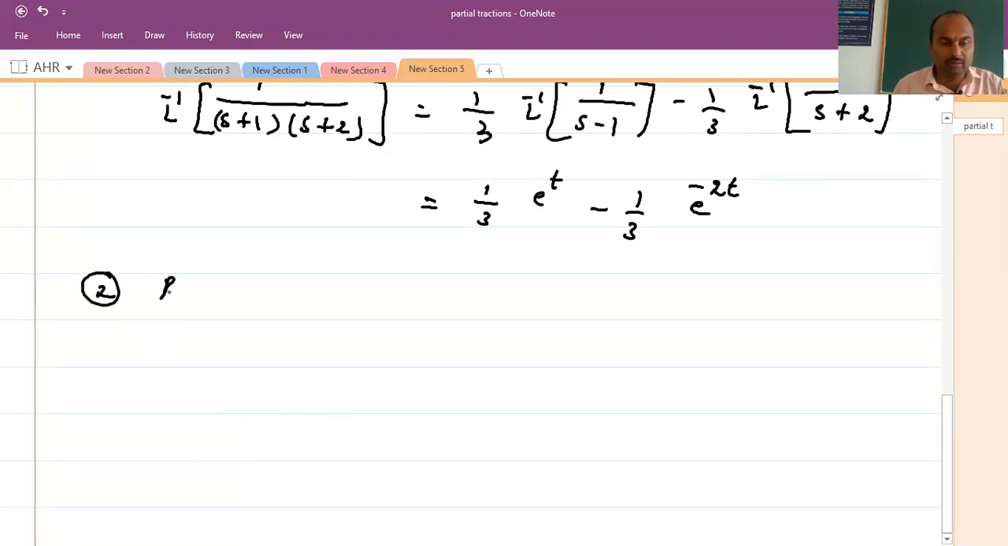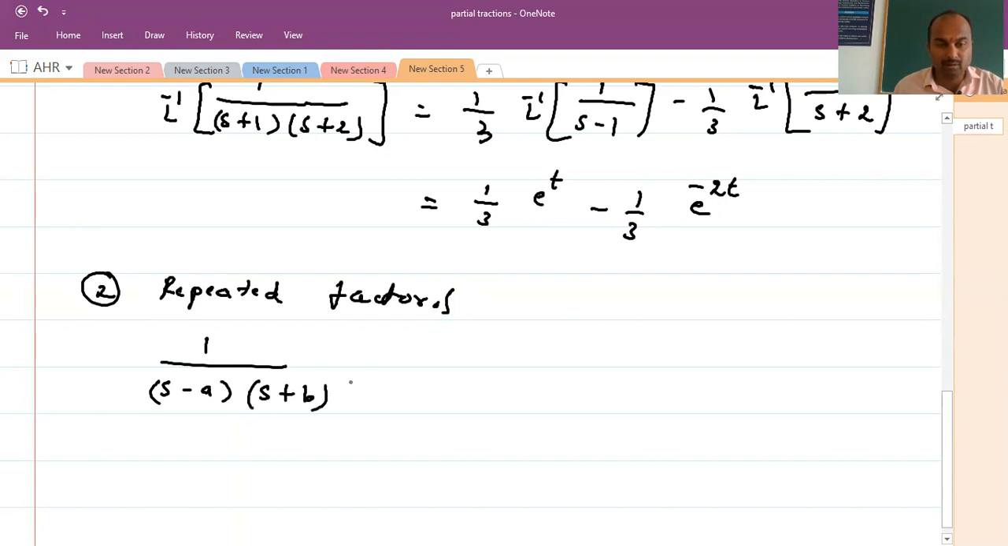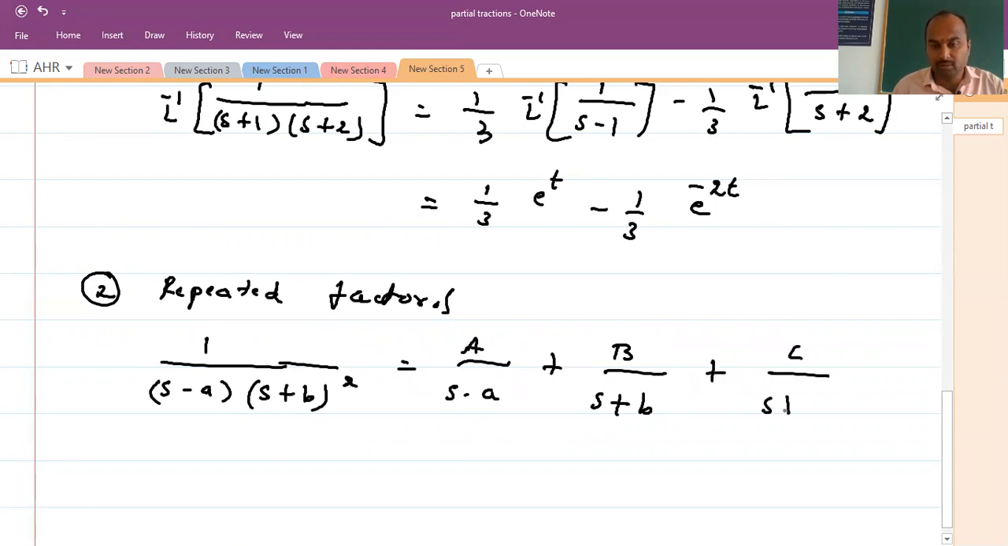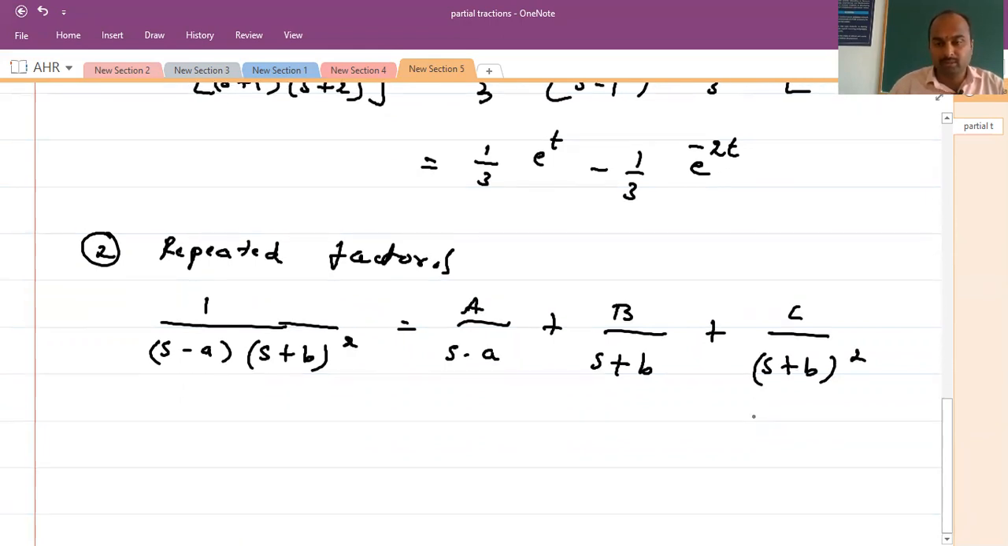If the denominator has repeated factors, so suppose like 1 by s minus a into s plus b whole square. This is repeated. It is called a linear repeated. So we can write this as a by s minus a plus b by s plus b plus c by s plus b whole square. So I'll take up an example based on this.